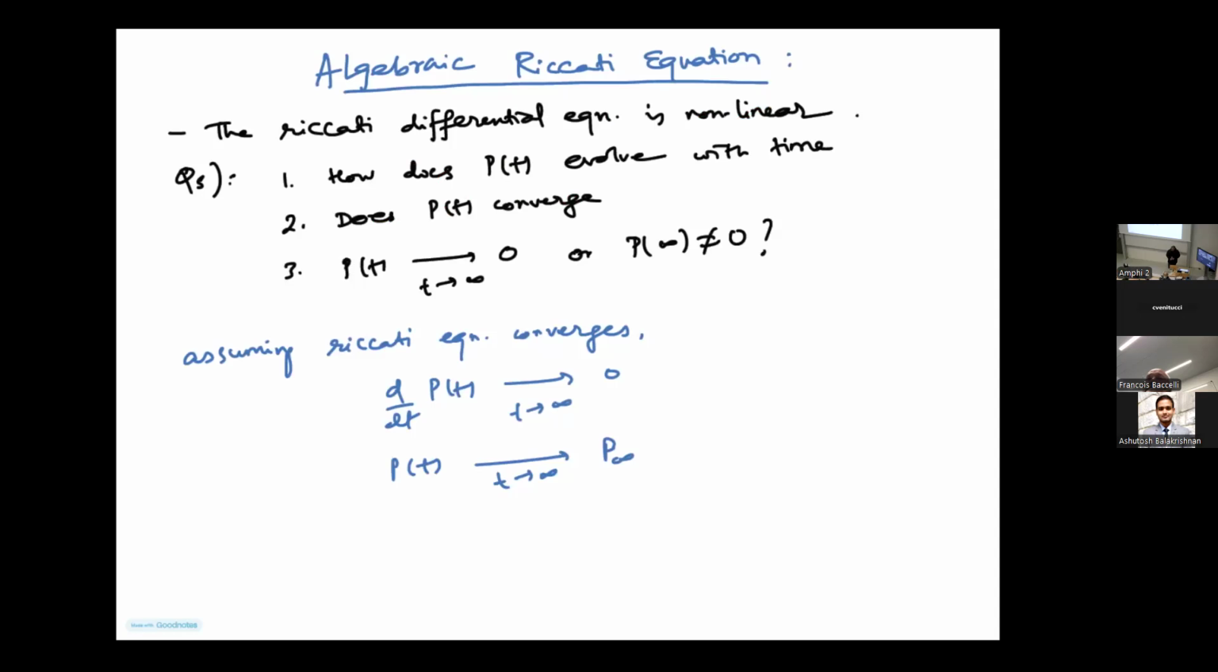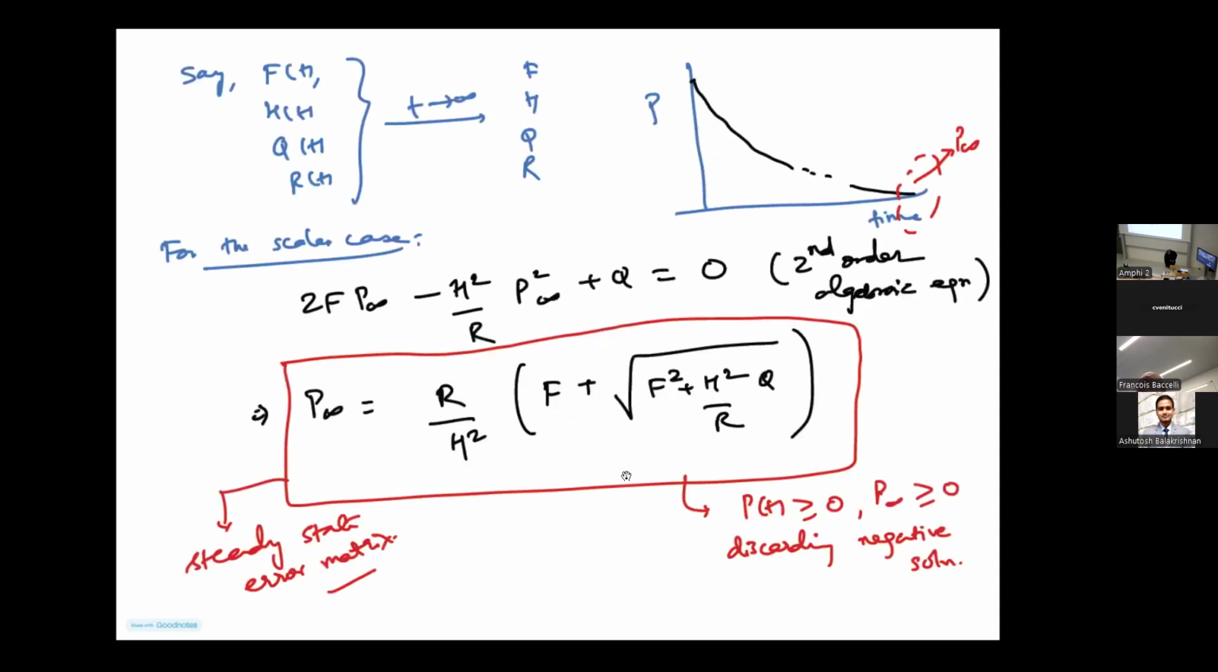So, the algebraic Riccati equation. The questions which we have is, does P(t), which is the covariance of the state, evolve with time? How does it evolve with time? Does it converge? If it converges, does it converge to 0, or does it not converge to 0? So let's assume that the Riccati equation converges. That is, dP by dt tends to 0 as t tends to infinity, or P(t) tends to P infinity.